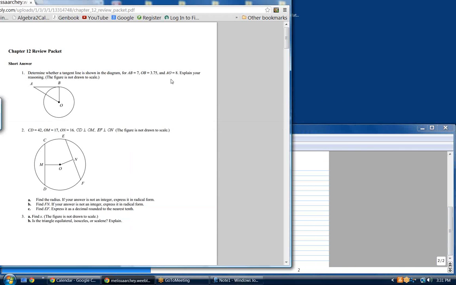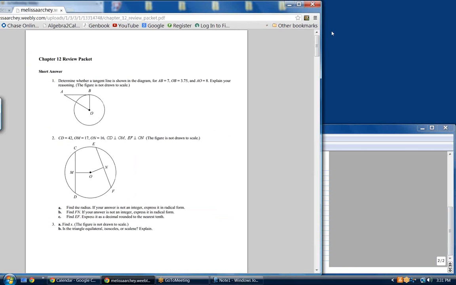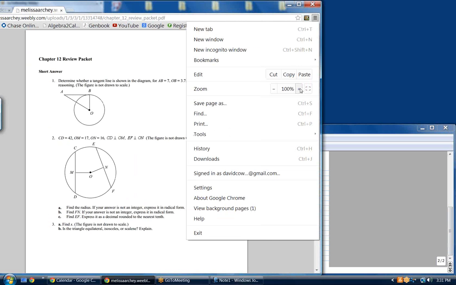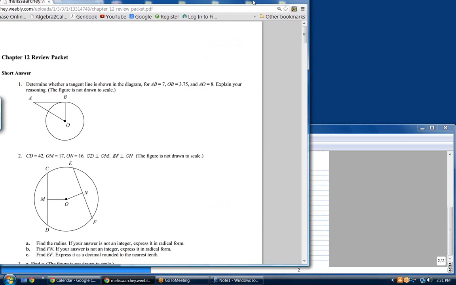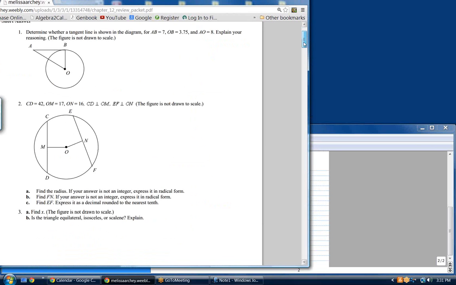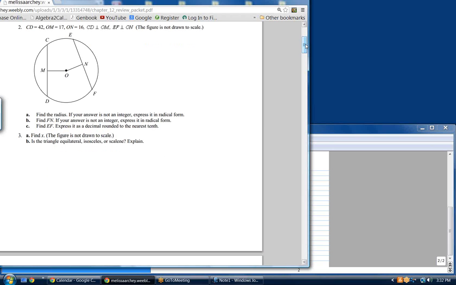Well, let's see. Can I make this bigger? Yeah, a little bit. Okay. Number 1 looks like a no, because 7 squared plus 3.75 squared doesn't equal 8 squared. Yeah, sorry. Long day. Okay, how about number 2?